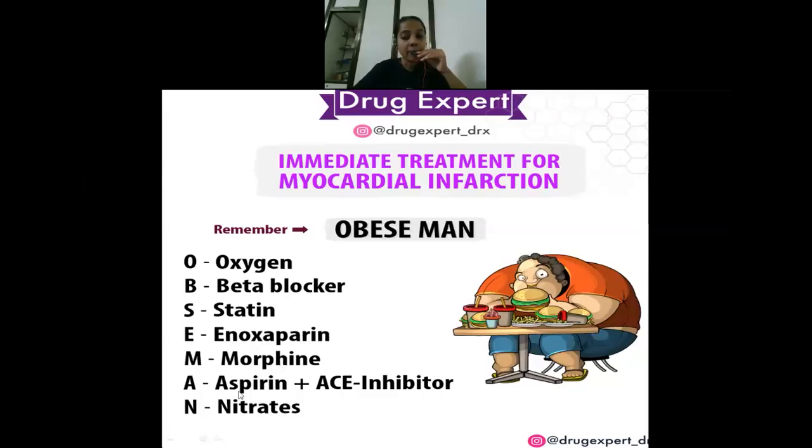A refers to aspirin or ACE inhibitors. ACE inhibitors are antihypertensives, for example captopril, enalapril. N stands for nitrates. So OBESE MAN, you can remember this. This is done for emergency.